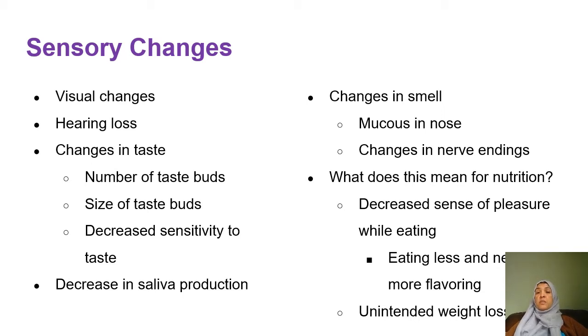There are changes in smell because of the reduced mucosa in the nose. There are also changes in the nerve endings, which make them less perceptible to sensory inputs. So what does it all mean for the nutritional status of the elderly patient? It's going to decrease the sense of pleasure while eating, because smelling, tasting, and seeing are an important part of promoting appetite and the desire to eat more nutritious food, and this can cause unintended weight loss in the adult population.